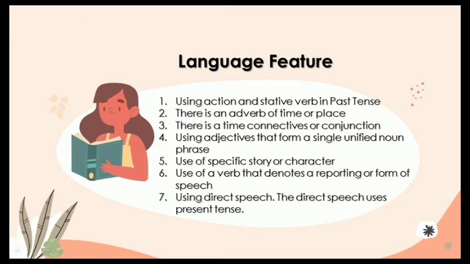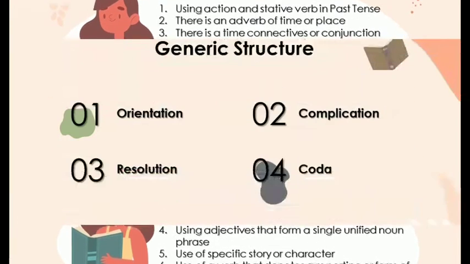Number 6 is use of a verb that denotes of re-reporting or form of speech. For example, thought, said, replied, and etc. And the last is using direct speech. It is to make the story lively. For example, Snow White said, "My name is Snow White." So the direct speech uses present tense.